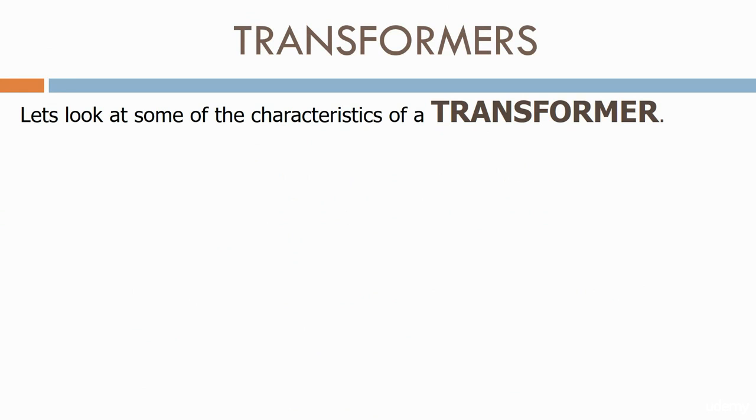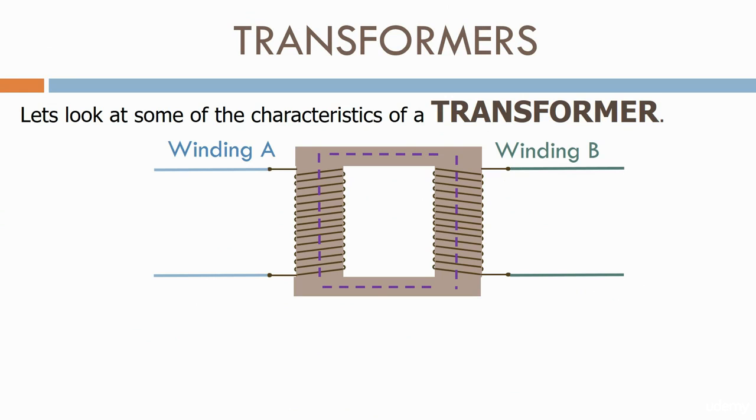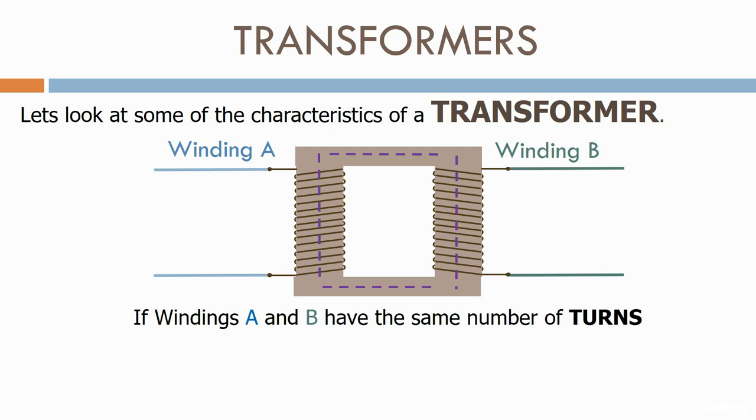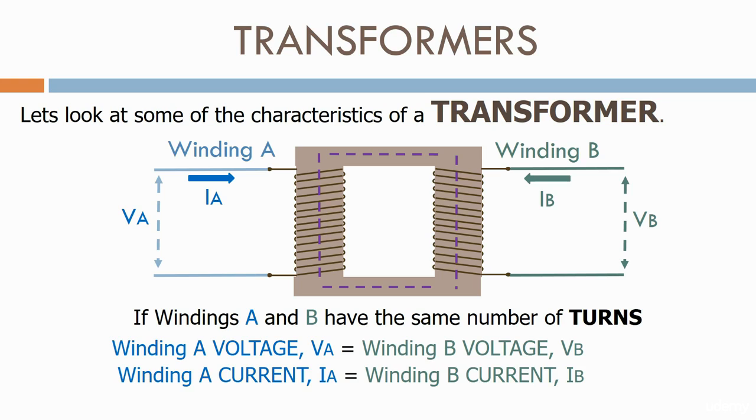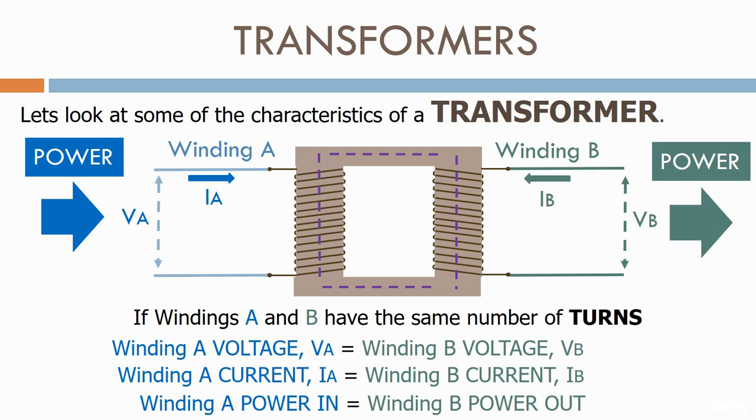Let's look at some of the characteristics of a transformer. If windings A and B have the same number of turns, winding A voltage VA equals winding B voltage VB. Winding A current IA equals winding B current IB. Winding A power in equals winding B power out.